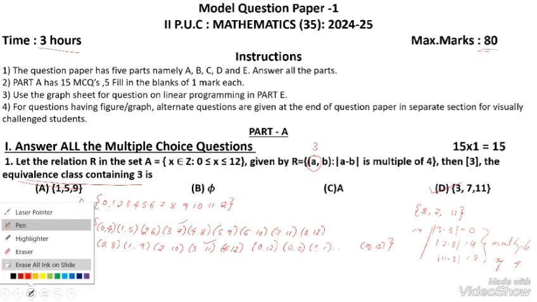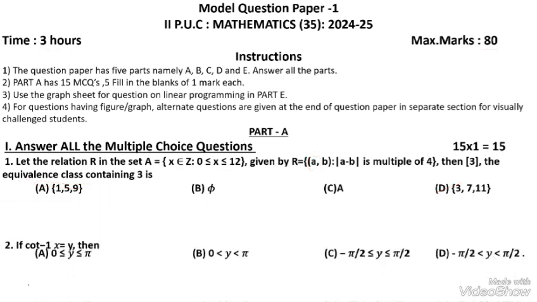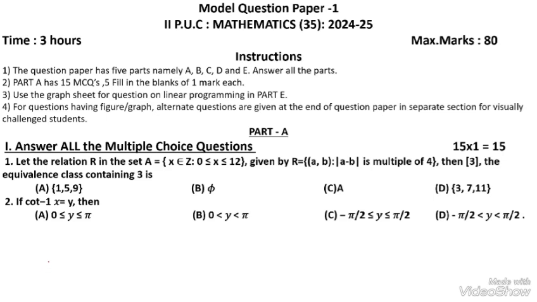Okay, let's move on to the next problem. Question number 2: if cot inverse of x equals y, then we have to find the range.